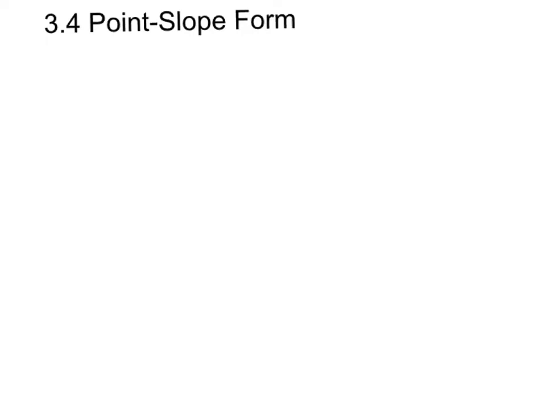Section 3.4, point-slope form. Now, this is the second form that we're talking about. Slope-intercept form, y equals mx plus b. In 3.4, you have another form that you have to memorize: point-slope form. Now, when you start thinking about these, they're really not too bad because they tell you what you need to know. So what does point-slope form tell you?